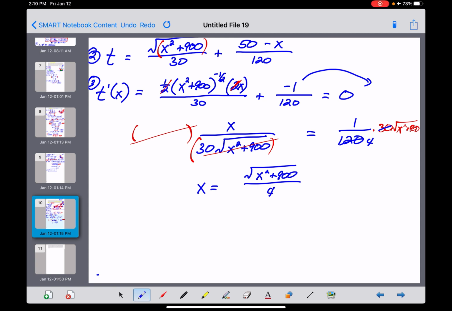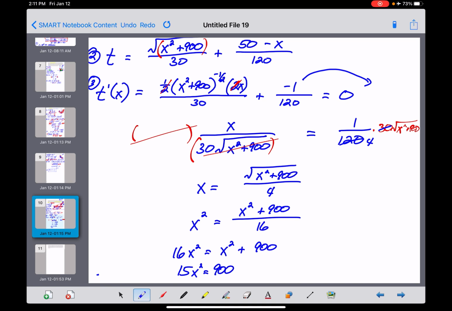Let me go ahead and square both sides of this equation now. x squared is going to equal x squared plus 900 when we square the top, and when we square the bottom, just a 16. Let me multiply that 16 back over on the left. We'll get 16x squared is equal to x squared plus 900. Subtract the x squared. We'll get 15x squared is equal to 900 from there. I'm about to run out of room here, guys. And I think then we're going to get x is equal to the square root of 900 divided by 15.